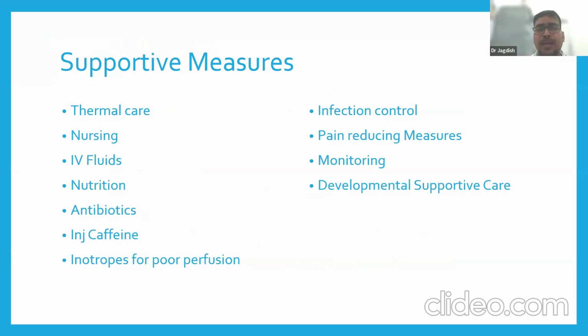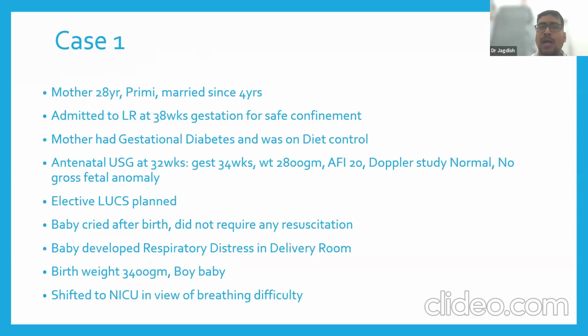Again, supportive measures are very important when we are planning the management: thermal care, nursing, IV fluids, nutrition, antibiotics, caffeine, inotrope for perfusion, which we will be discussing. So antibiotics, which group of babies do we need to give antibiotics? Respiratory distress or tachypnea may be a sign for antibiotics, but it is not everything. So we need to decide which group of babies we have to start antibiotics and which group of babies we need to start caffeine.